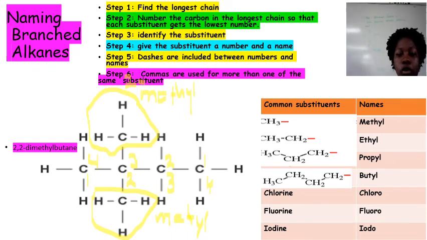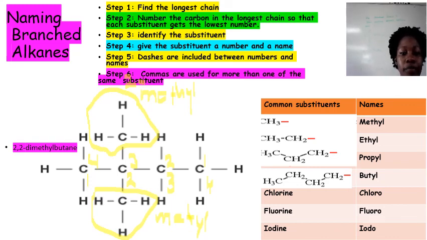So each substituent needs to be given a number and a name. Okay, so you have the 2, 2, because we're not going to be writing the methyl twice. It's redundant for us to write the methyl twice. So we don't write it twice, but we just give the number that it is attached to. So you have to give the number that each of them is attached to, because it didn't have to be attached to the same carbon atom. It could have been attached to any other carbon atom. Okay, keep that in mind.